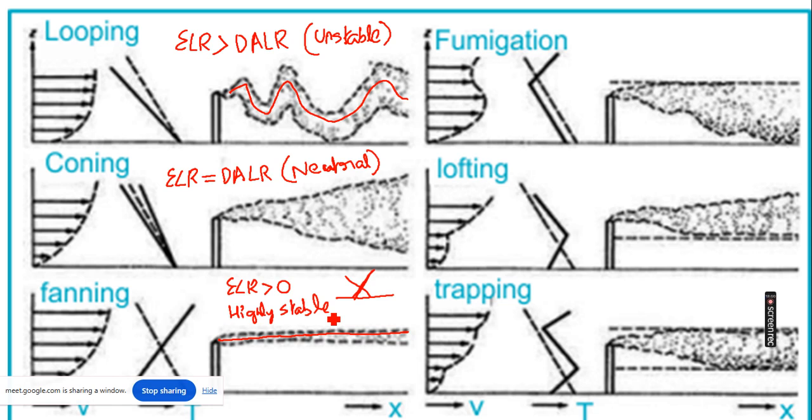V basically represents the wind speed. So the plume behavior also depends on the wind speed, like if it is high, low, moderate, and all those things as well. So that's what it represents.